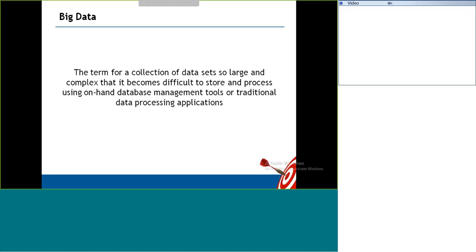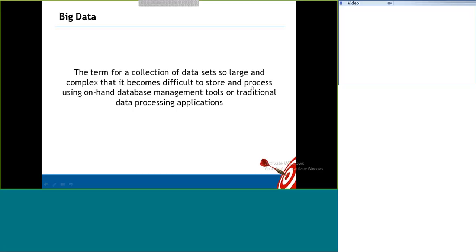So that means it is beyond the capability of a single physical server to store and process such a huge data. That data is called big data. In another way, this definition will help you understand more about big data: the term for a collection of data that's so large and complex. Complex means what? The data can be categorized into three types: structured data, semi-structured data, and unstructured data. We are going to talk about the statistics of each. Complex data becomes difficult to store and process.